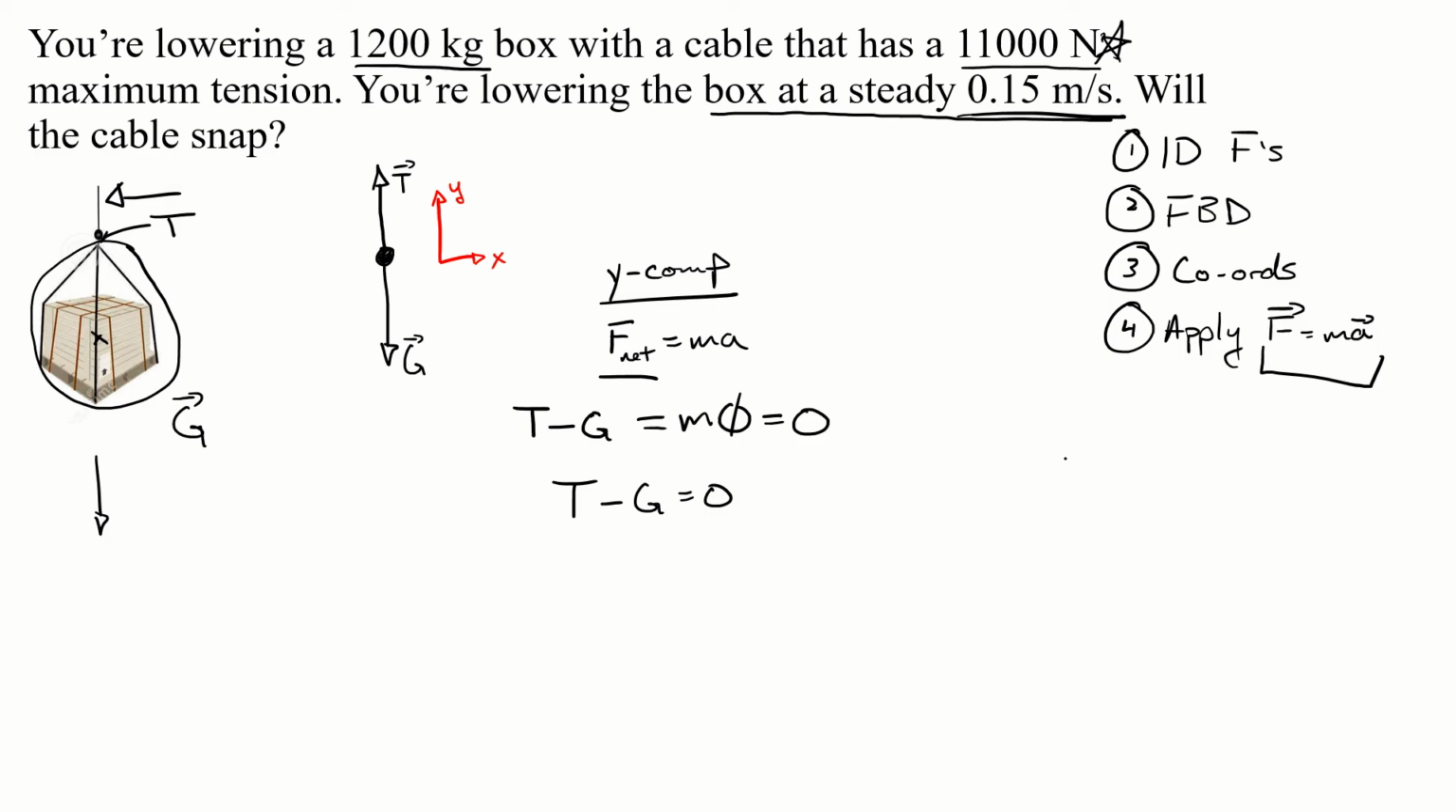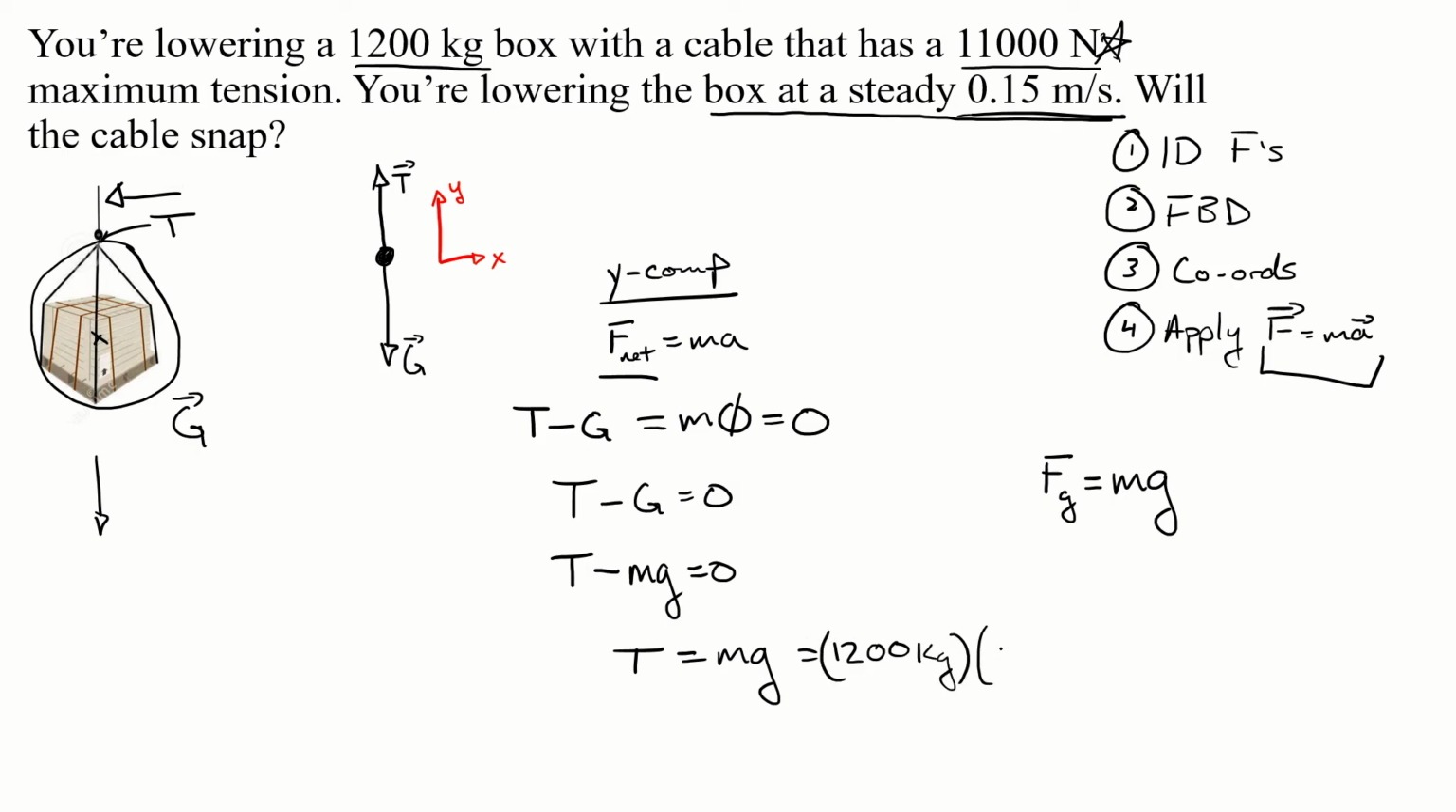Now we can take what we learned today, and we know that the magnitude of the force of gravity is equal to mass times that little g. So this equation, when we plug that in, is T minus mg is equal to zero. And doing some algebra, T is equal to mg in this case. We know the mass, that's 1,200 kilograms. We know g, I'll put this in parentheses just to keep them separate. We know g is 9.8 newtons per kilogram.